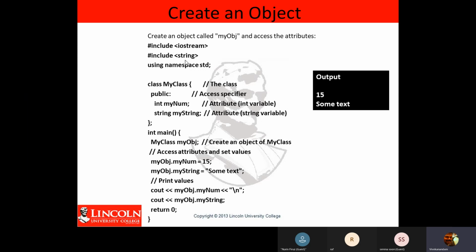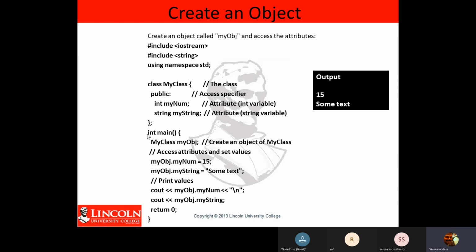Then include string. In previous C++ programs we used only character data types. Now we are going to use string data types, so we have to declare it before using them. Using namespace std: every statement uses std, the standard namespace. That's why we use using namespace std, and we have to declare it at the top. Then we create the class MyClass with the access specifier public, because everywhere you can use int myNum and string myString.